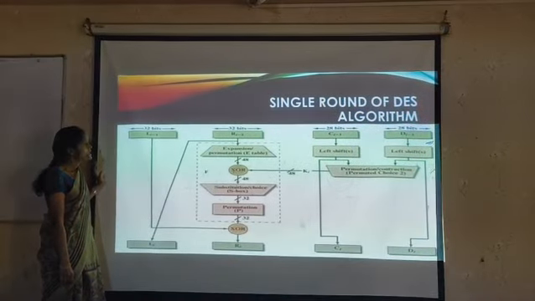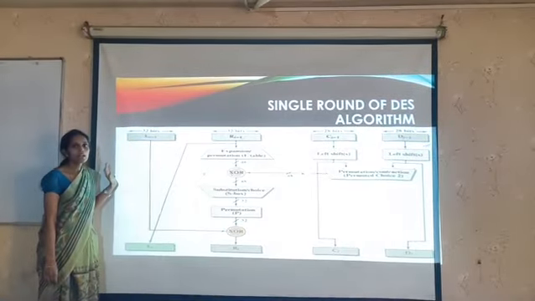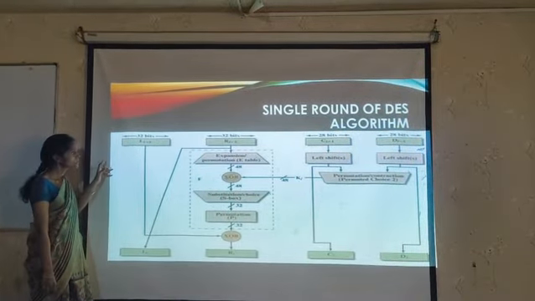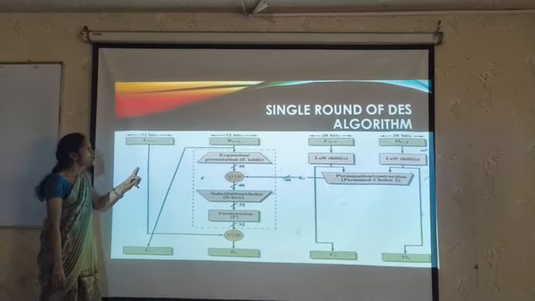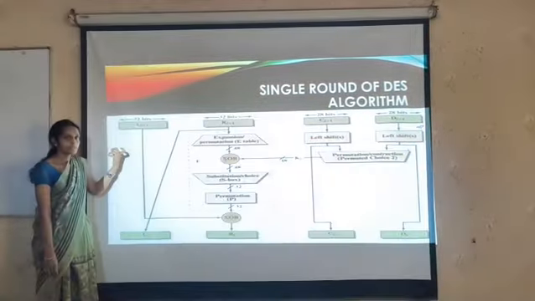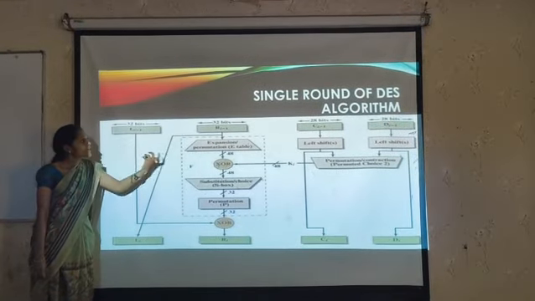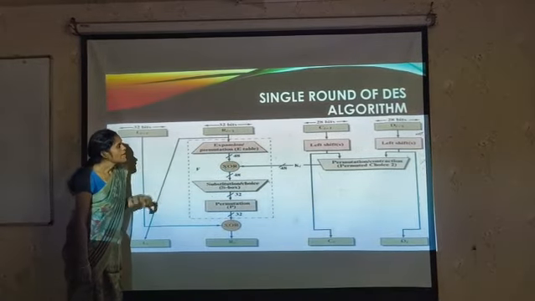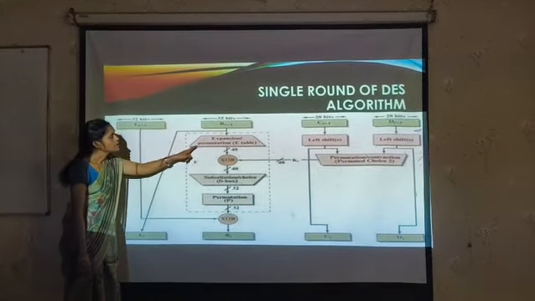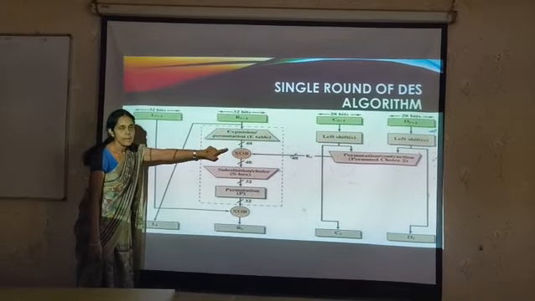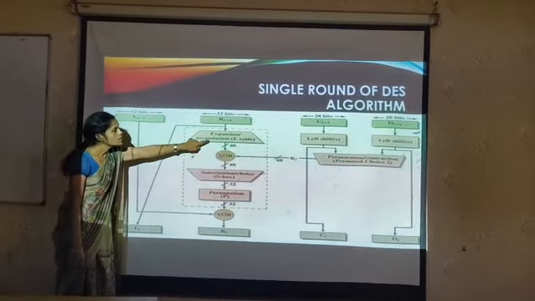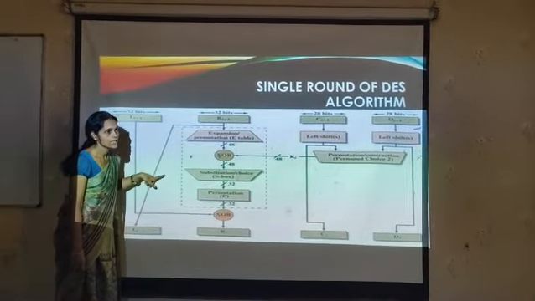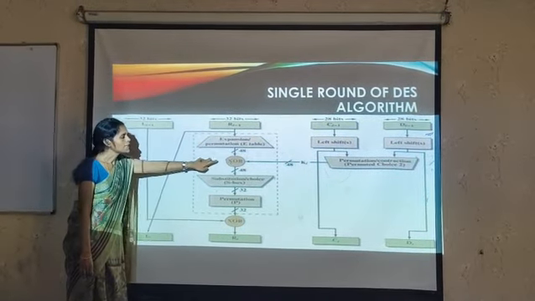What will happen in each round? As we have 16 rounds, what will happen in each round? Let's see. 64 bits will be divided into 32 bits and 32 bits. Left hand side 32 bits, right hand side 32 bits. Right hand side 32 bits will be given to an expansion permutation where 32 bits will be expanded to 48 bits so that it can perform exclusive OR operation with the round key. Our round key size is 48 bits.